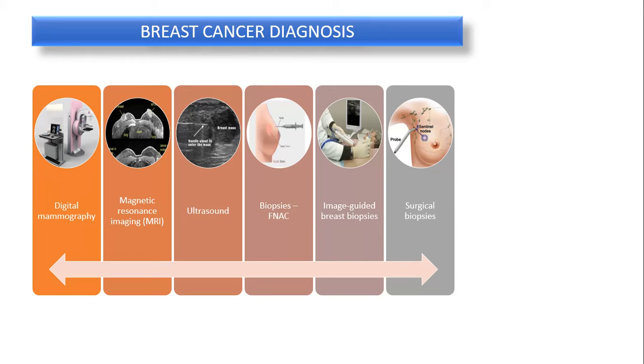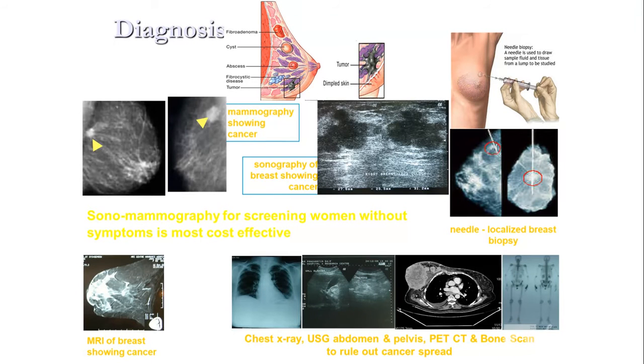There are different tools of diagnosis: mammography, MRI, ultrasound, biopsy, image-guided biopsy, and surgical biopsy. We need to differentiate when a woman comes with a lump. She says, "Sir, I have a lump in my breast." So we need to diagnose whether it is cancerous or benign. We have lots of modalities to diagnose.